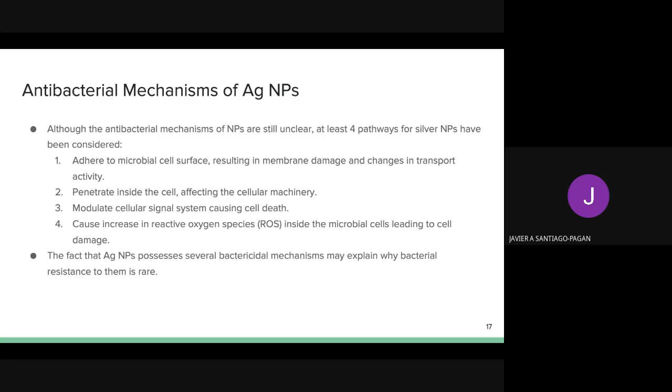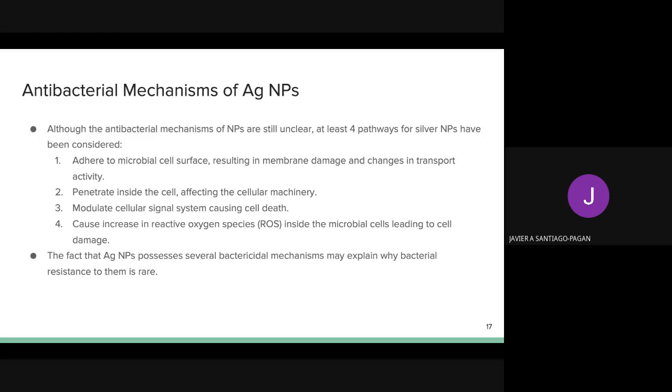So then the authors reviewed the hypothesized antibacterial mechanisms for these silver nanoparticles. Although the antibacterial mechanisms of nanoparticles are still unclear, they have hypothesized at least 4 pathways for these silver nanoparticles. One is that they adhere to the microbial cell surface, resulting in membrane damage and changes in transport activity.